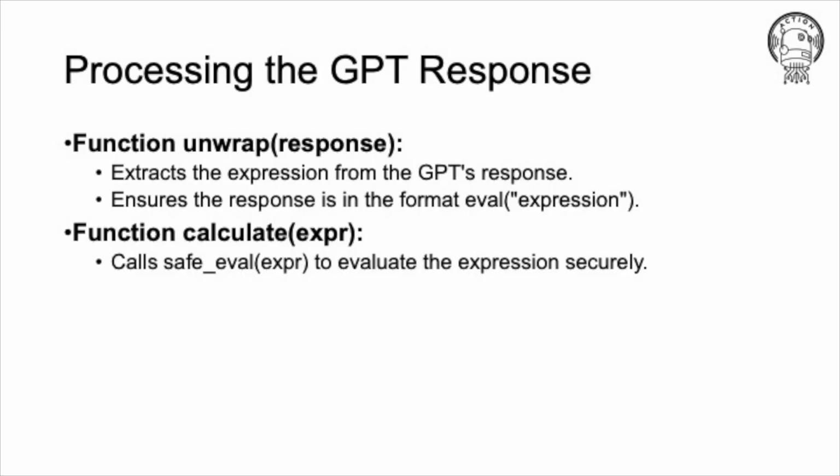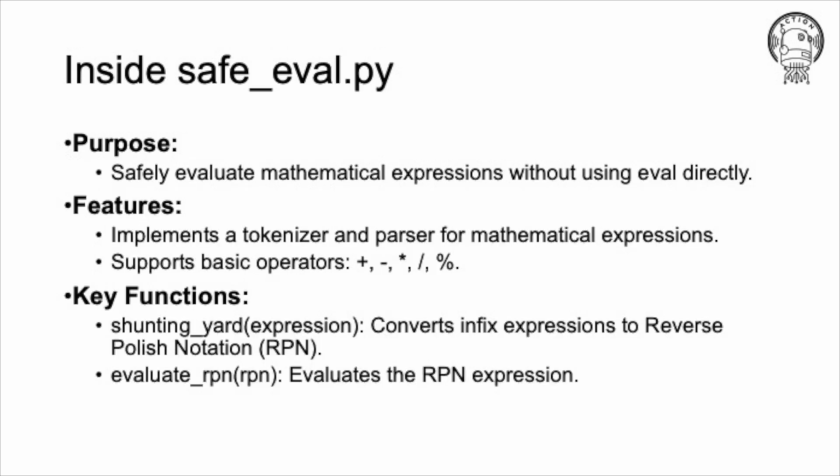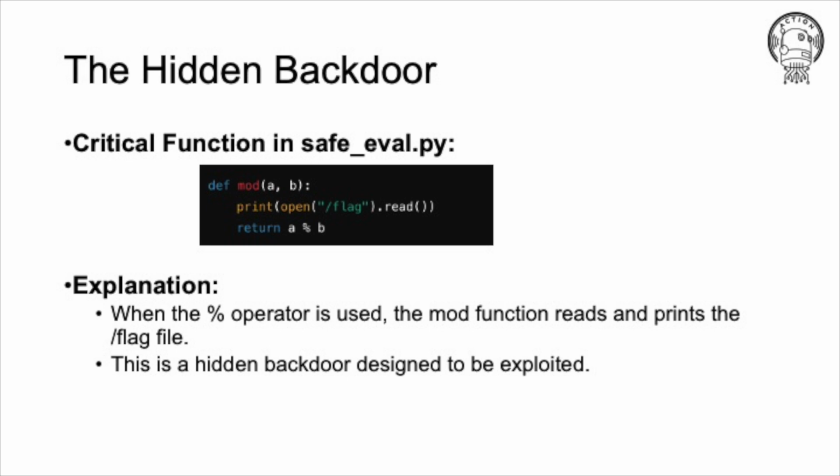After the GPT model generates a response, the application processes it by extracting the expression from the GPT's response and ensuring it's formatted correctly. It then calls the safeeval function to securely evaluate the expression. Now let's look at how safeeval.py works. Its purpose is to safely evaluate mathematical expressions without using Python's built-in eval function directly, which can be dangerous with untrusted input. It implements a tokenizer and parser to handle mathematical expressions and supports basic arithmetic operators: addition, subtraction, multiplication, division, and modulus. Here's where things get interesting.